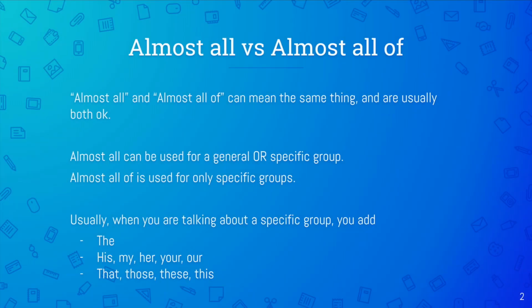Almost all and almost all of can mean the same thing, and in most situations they are both okay. However, almost all can be used for a general or specific group, and almost all of is usually used only for specific groups. Usually, when you're talking about a specific group, you should add one of these words. Let's look at some examples.